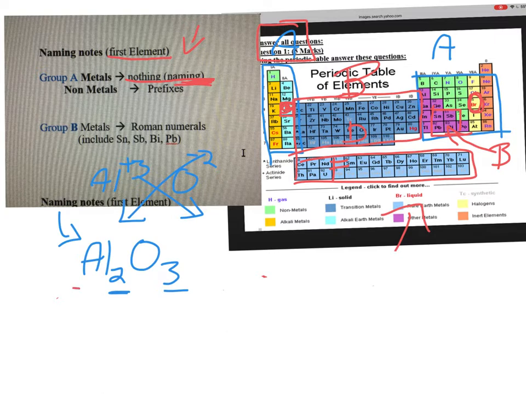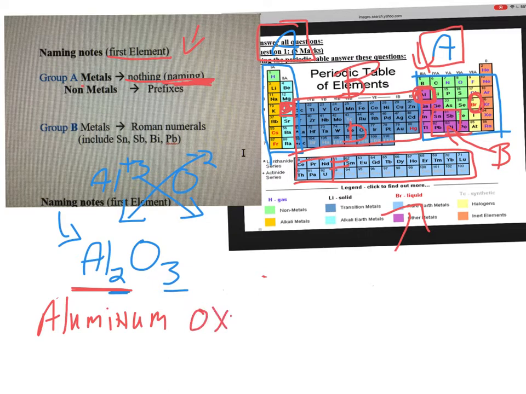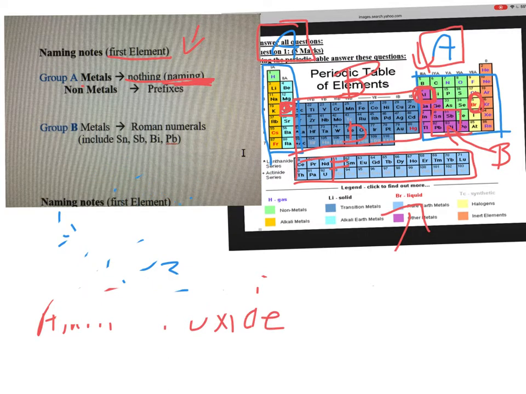Aluminum is your first element, the one on the left. Aluminum is right in this boron family. It's right here, so it's a group A metal. What do we do with group A metals? Nothing. You just name it. So it's aluminum. And then oxygen changes to oxide. That's it. That's all you do to it.